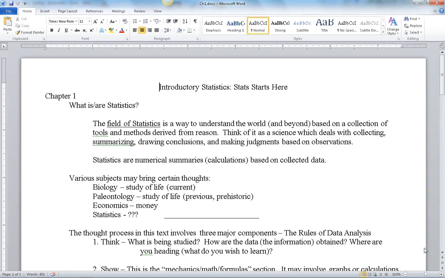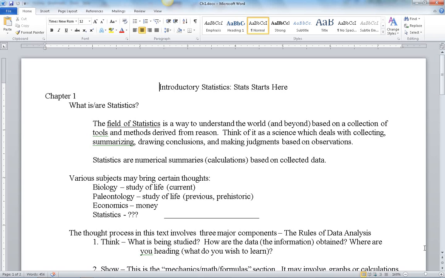As we begin the course, we want to look at an overview of what we're going to be doing. So in chapter 1, the authors give you a little bit of information about how to think about the field of statistics and their thought process a little bit. We're just laying the foundation to begin.